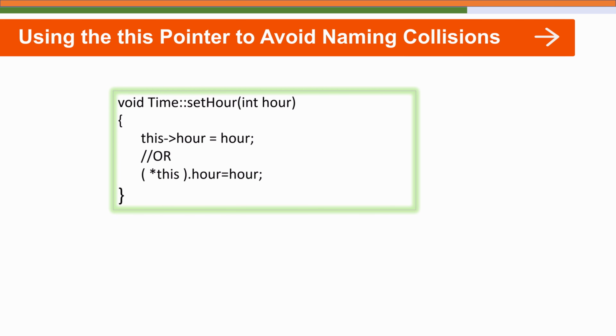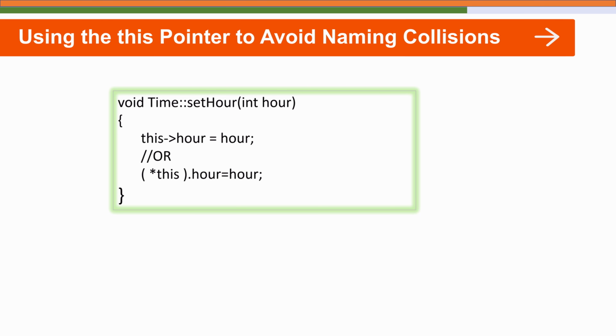For example, if both the member and parameter are named value, we write this arrow operator value is equal to value. So the one on the left refers to the data member and the one on the right is a parameter. This makes the code unambiguous and ensures that we are updating the object's actual data member.